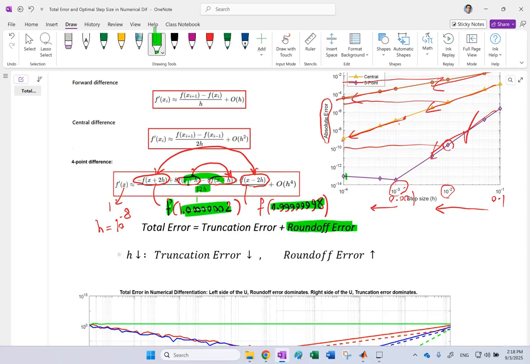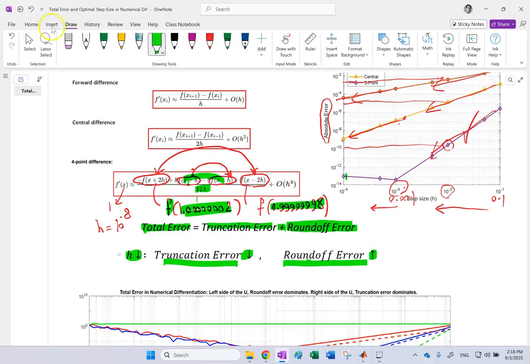So as h gets smaller, the truncation error for the Taylor series will go down because you are ignoring fewer terms. But the roundoff error can go up because now you get more similar terms that can cancel each other, and you're dividing by extremely small numbers. So as h changes, the total error, which is the sum of these two, might go down, might go up, depending on which one of these two is dominant.